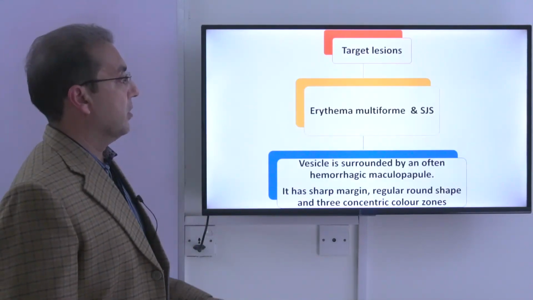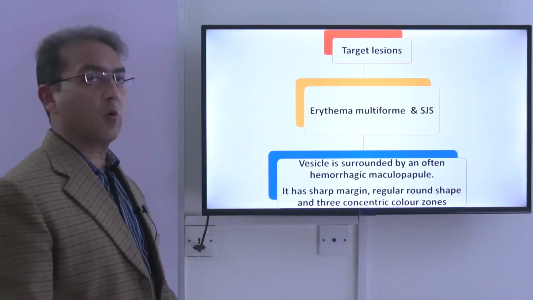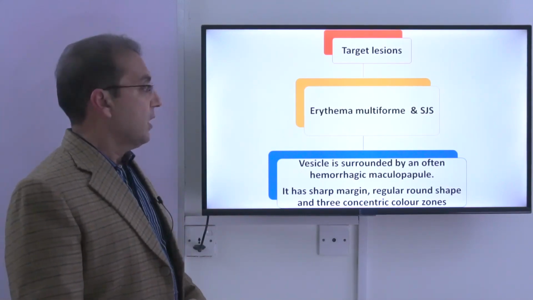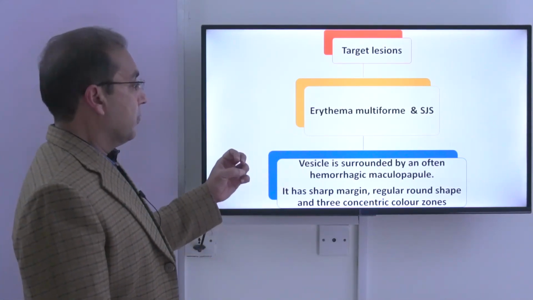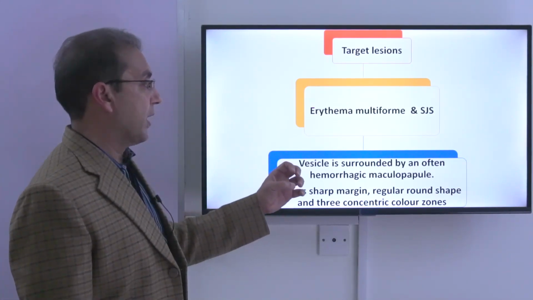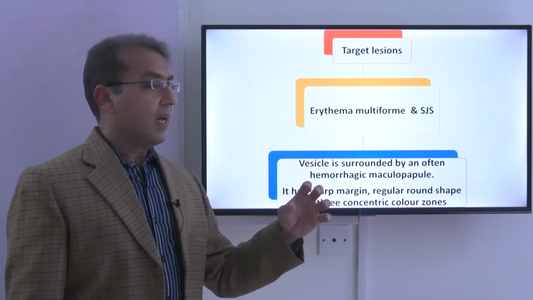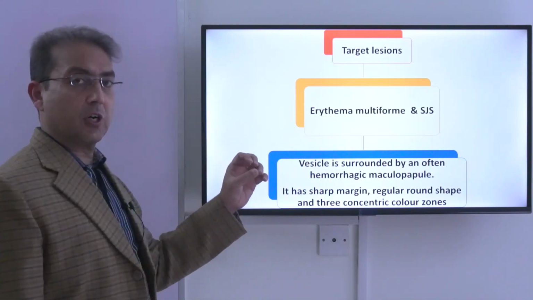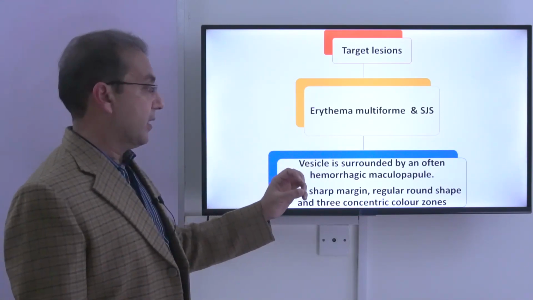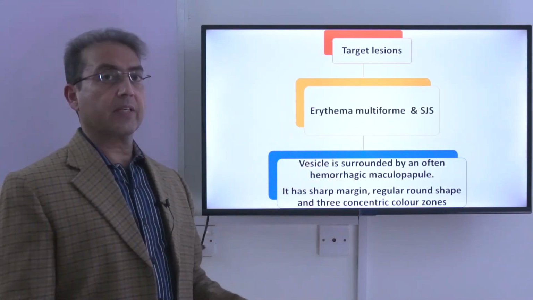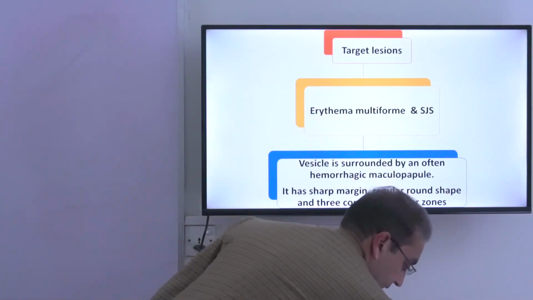Now, what are these target lesions? They are seen in erythema multiforme and Stevens-Johnson syndromes. You see, these are actually vesicles which are surrounded by a hemorrhagic maculopapule. And when we see, they have a sharp margin, they are regular and rounded shape, and there are 3 concentric zones.